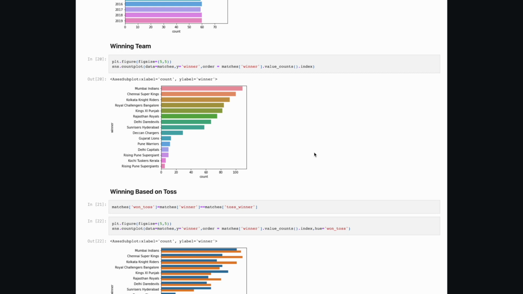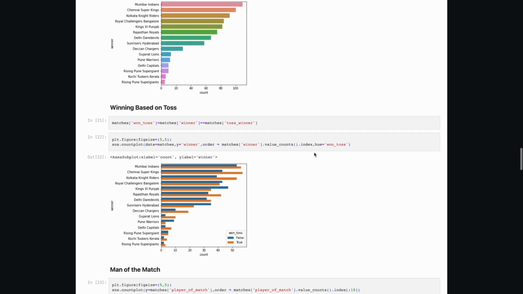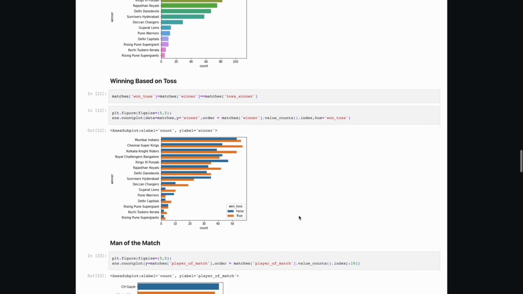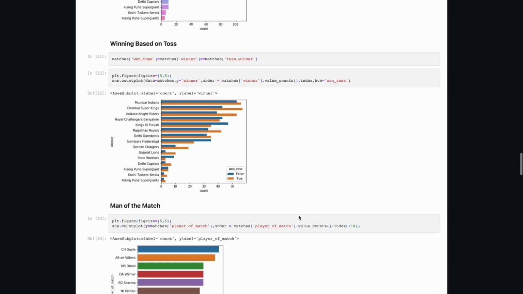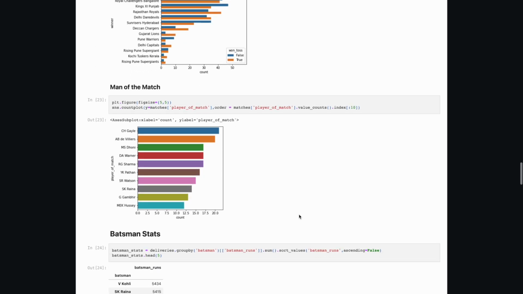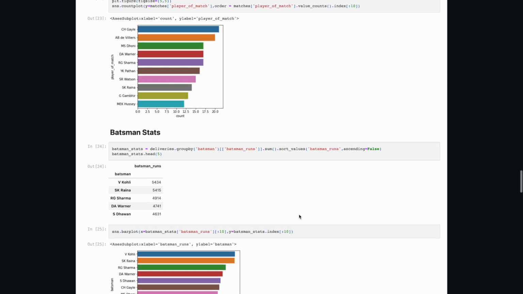And we will then look into a factor that is winning based on toss, and whether the winning team wins most based on the toss result. And after looking into that, we get that Mumbai Indians has roughly won the same whether they win the toss or not, whereas some teams have a specific bias to it based on whether winning or not winning the toss. Moving on, then we look into the man of the match data, and here we get to know that Chris Gayle has been awarded the most man of the matches.